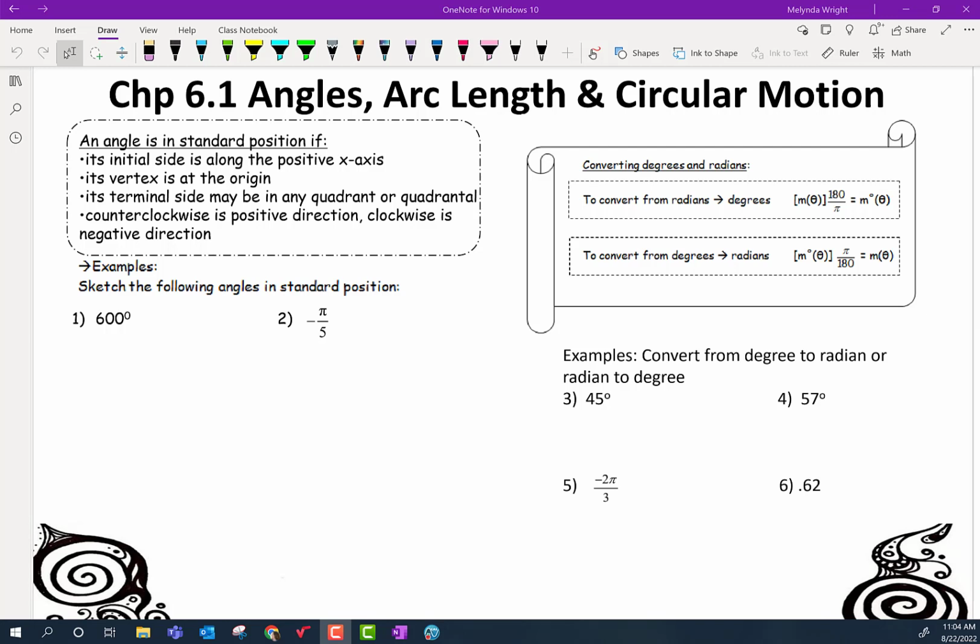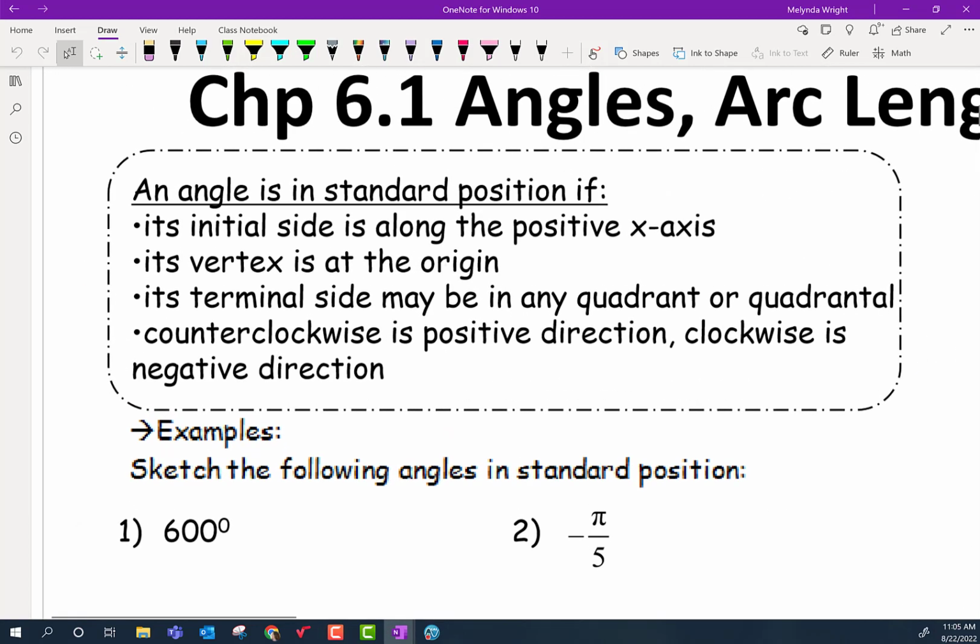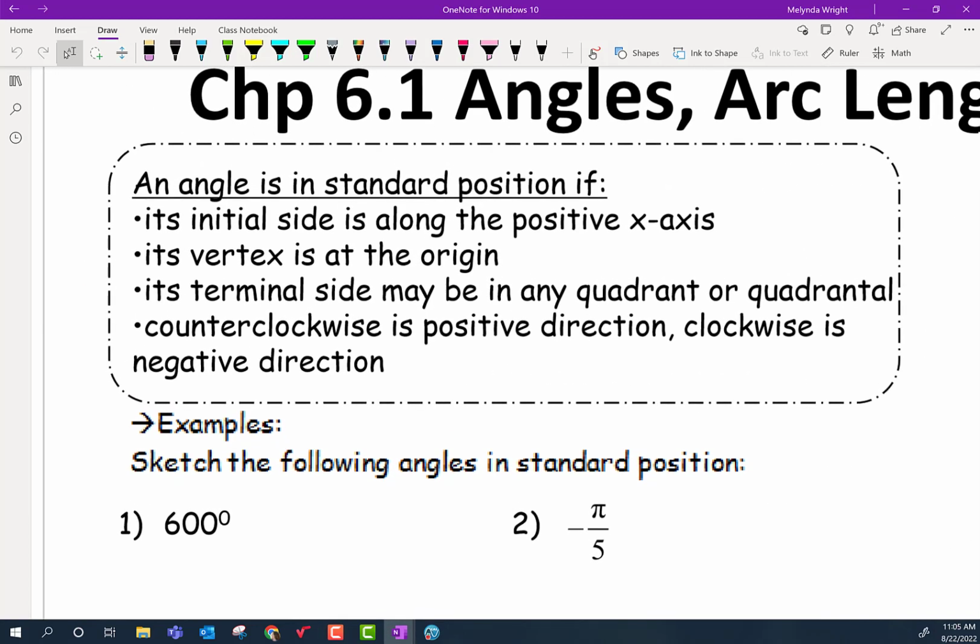Yay. Okay. So our first lesson is on angles, arc length, and circular motion. All right, so let's take a look at vocabulary words. So this is just vocabulary words. We have standard position. Standard position has some criteria. So its initial side has to be along the positive x-axis.